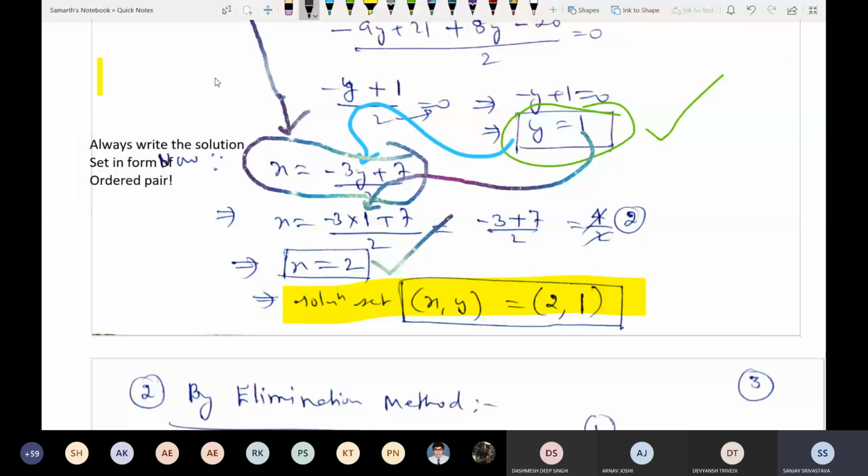So have you understood this properly, boys? The method of substitution? Yes, sir. Yes, sir.